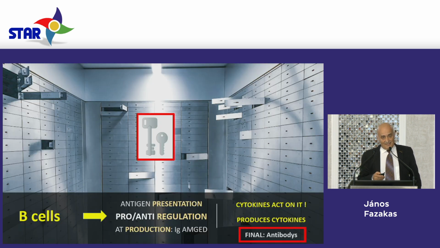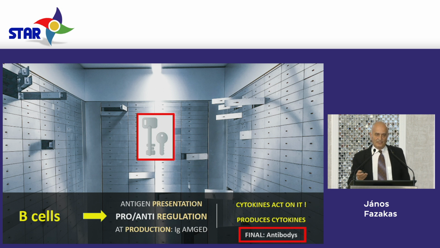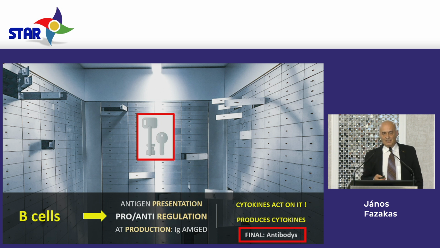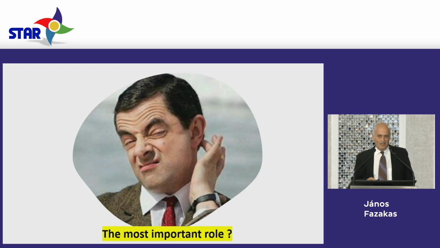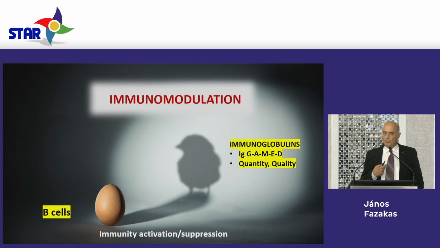The cytokines act on the B cells, and also the B cells produce cytokines. So basically, they have a regulation function, and finally, they are the factories for the immunoglobulins, the antibodies. Okay, but which is the most important role? In my opinion, it is the immune modulation.